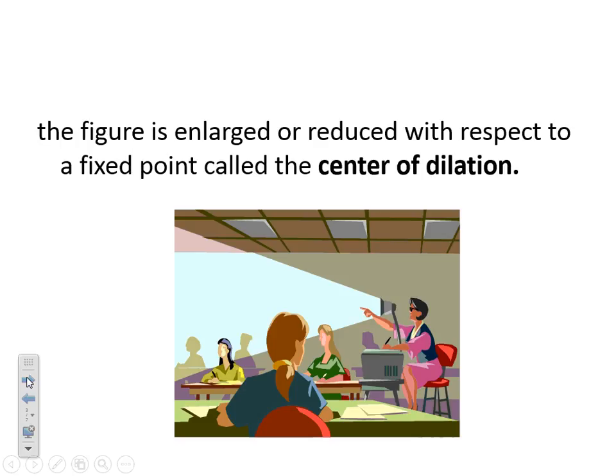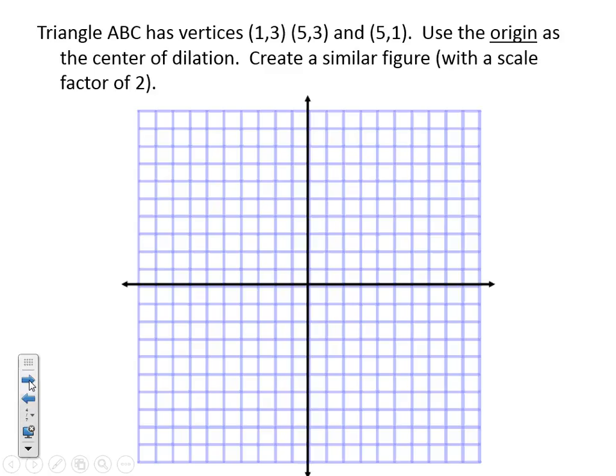Alright, here we go. We have 3 examples. Alright, so let's check all 3. Here's your first one. It's triangle ABC. It has vertices at 1, 3, 5, 3, and 5, 1. We're going to use the origin as our center of dilation. So our origin is 0, 0. And we're going to create a similar figure with a scale factor of 2. So it's going to get larger, alright?